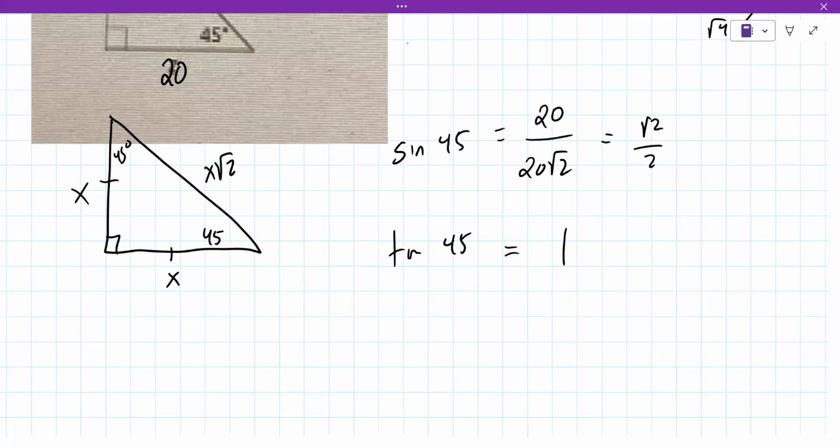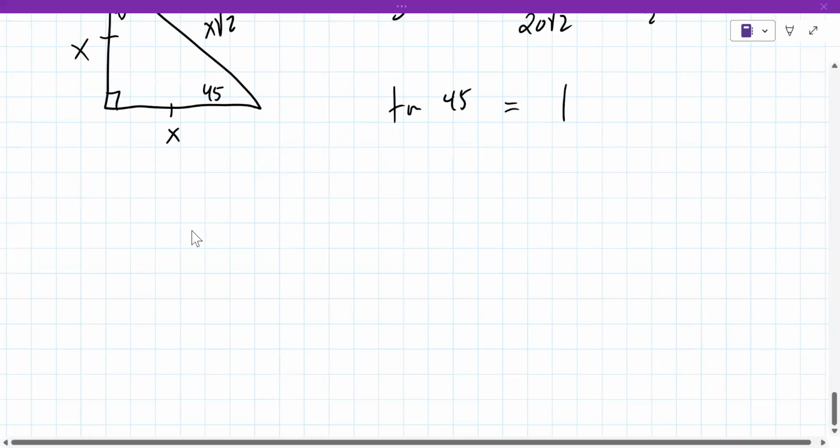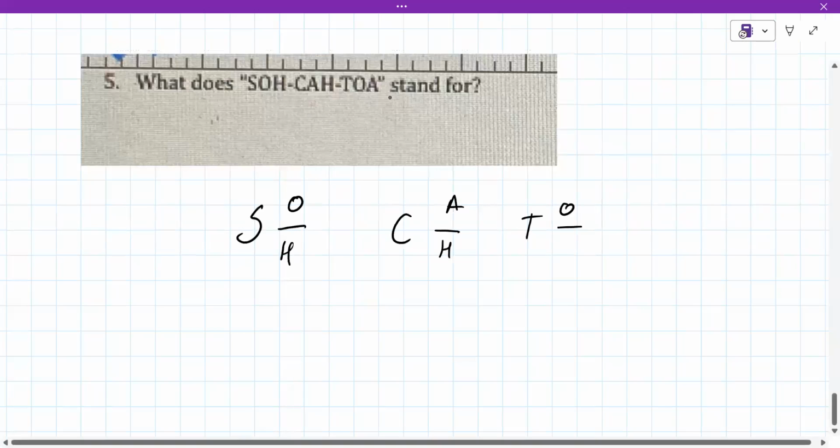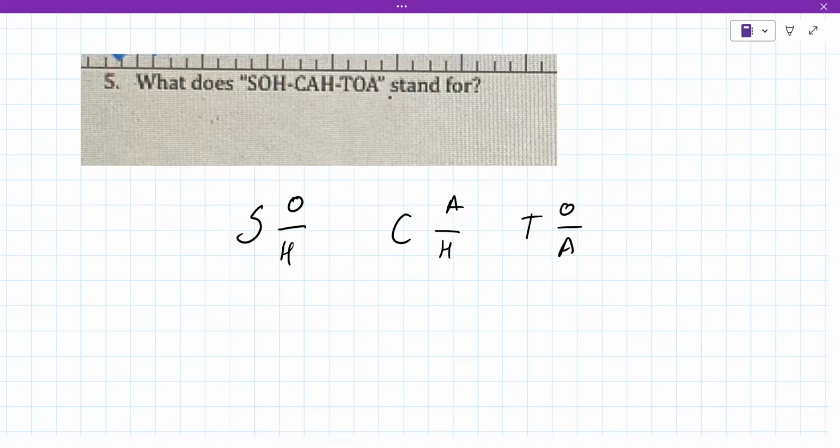All right. So I would go with the page. Number 5 we already have answered, but I'll just snip it in just in case. What does SOHCAHTOA stand for? It's what we've been doing. Sine is opposite over hypotenuse, cosine is adjacent over hypotenuse, tangent is opposite over adjacent. Sine, cosine, tangent. All right.